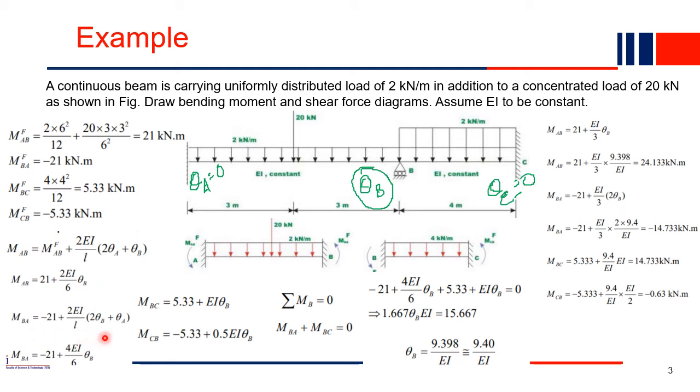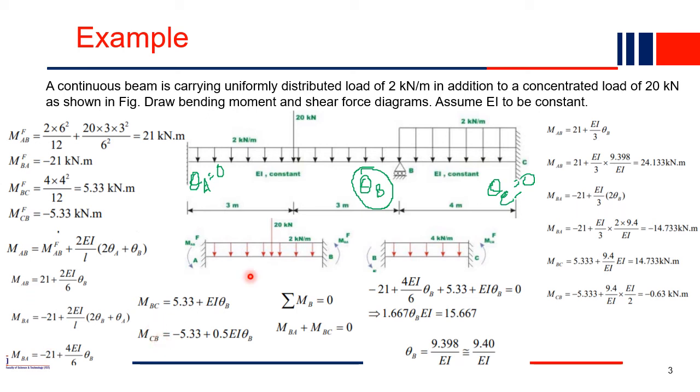Similarly, MBA can also be written. Just substitute the values and put theta A equal to 0 and theta C equal to 0. So MBA is also done. Similarly, MBC uses the same equation, so just substitute the values, and theta C is also 0. Just remember this value and substitute for MBC and MCB. All four values are computed.